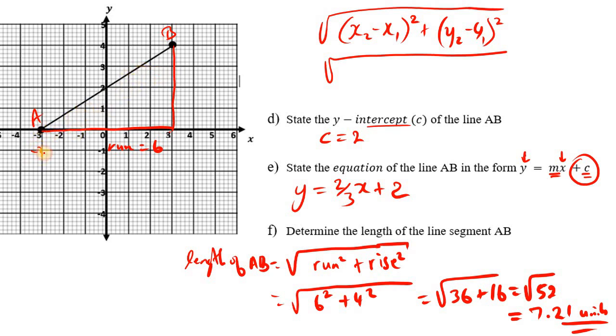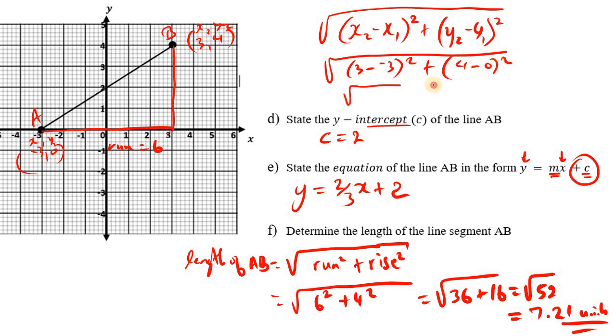So this is actually (-3, 0) for A. This is actually (3, 4) for B. So, this is x1, y1. This is x2, y2. So the second x value is 3, 3 minus negative 3 being the first x value, negative 3. Plus the second y value is 4 minus the first y value being 0 squared.